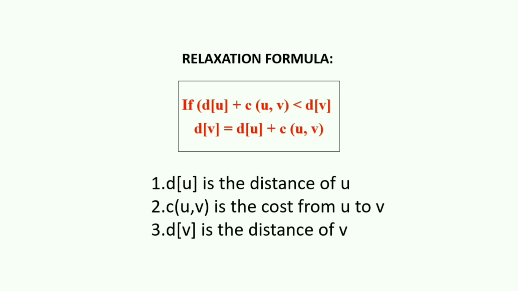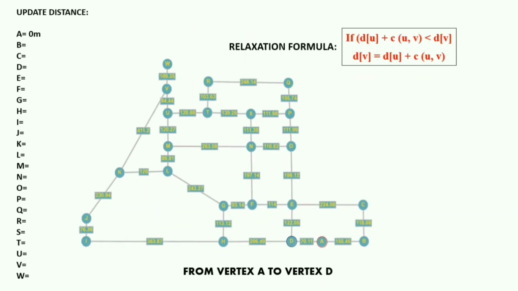Okay, we will start from A. Because we start with vertex A, the distance will be 0. All other junctions from B to W will be assumed as infinite. The connected vertices to vertex A are vertex B and vertex D. So we perform relaxation to vertex B and vertex D because they are connected with vertex A.